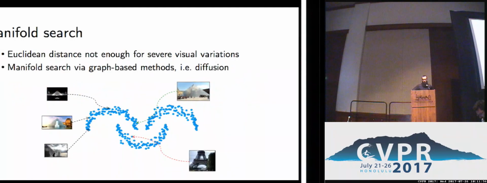So with what is presented so far, we learn an image embedding and then use Euclidean distance to perform the image retrieval, which is not always appropriate, such as in the case of severe visual variations, where different instances of the same object will lie on a nonlinear manifold. So here we employ graph-based methods such as diffusion to perform ranking on the manifold, query expansion, and improve the retrieval performance.